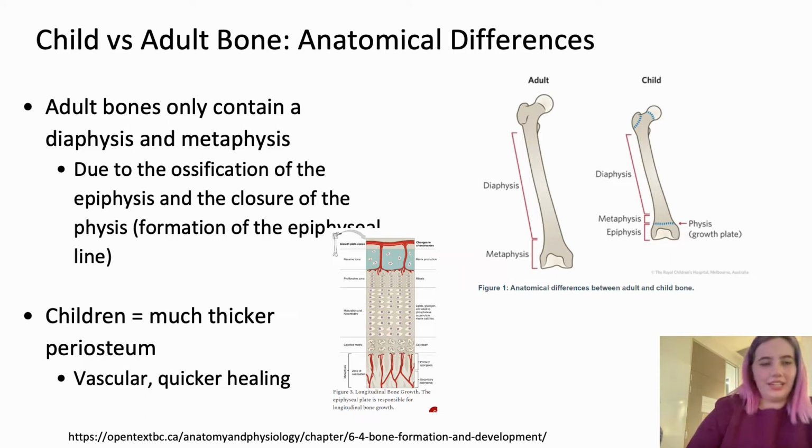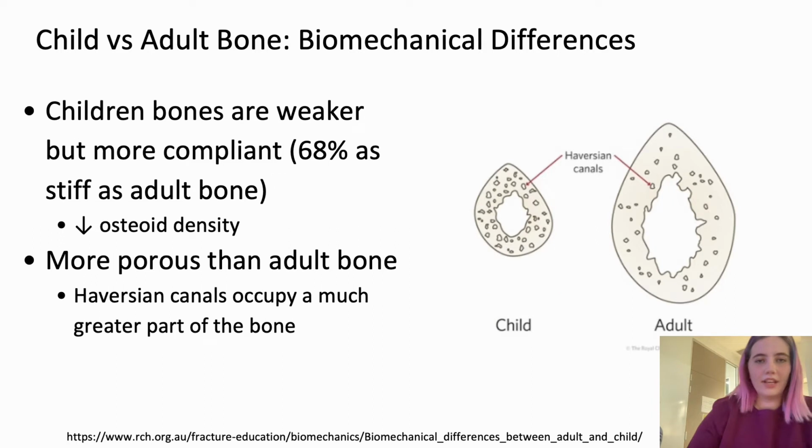Children have a much thicker periosteum as they are more vascular, and this causes quicker healing time. So the biomechanical differences: children's bones are weaker, but they're more compliant, so they're more likely to bend than break, and this is due to the decreased osteodensity. They're more porous than adult bones as they have more Haversian canals, and the Haversian canals occupy a much greater part of the bone.